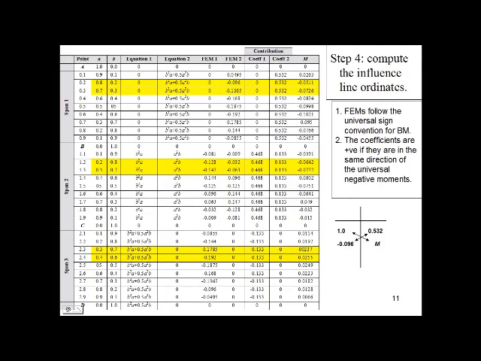Here we need to add the effect of both fixed end moments. The bending moment at end BA equals negative 0.128 multiplied by 0.468 plus negative 0.032 multiplied by 0.133. This equation gives us MBA, or the moment at end BA, equals negative 0.0642.